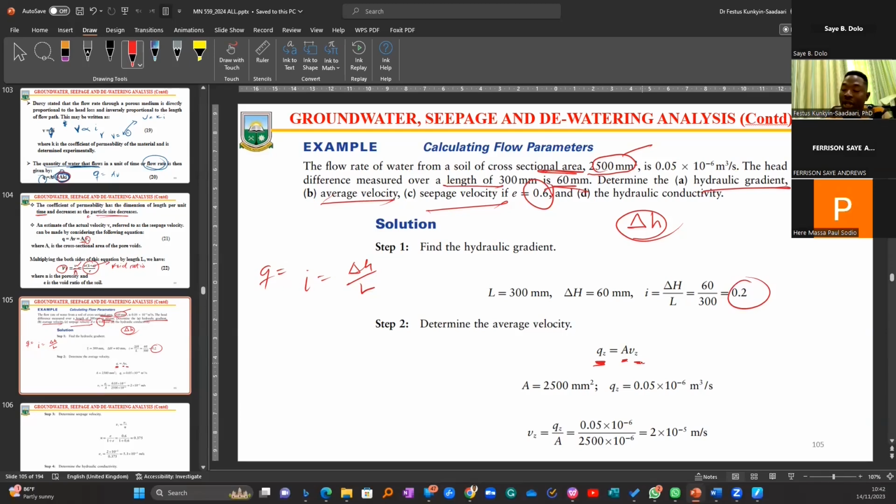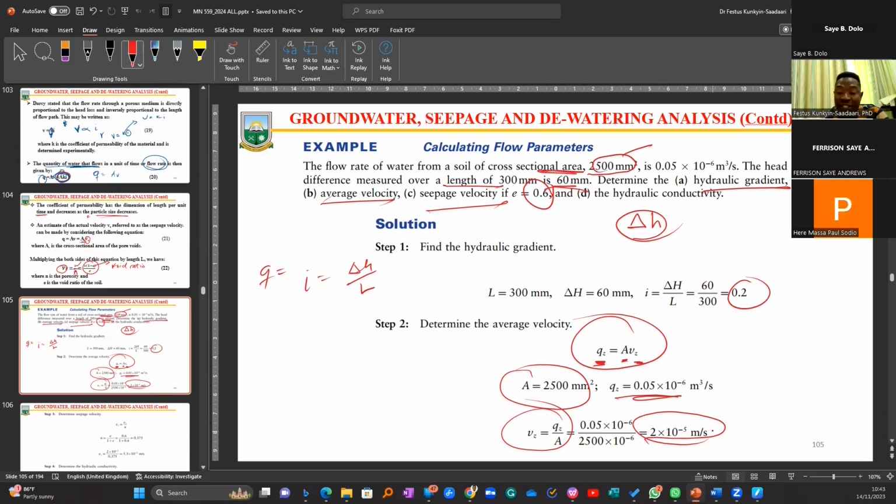So now, our area is given as 2,500. We have our Q given. So the only thing missing now is the V, which they say we should find. So you make it the subject of this expression, and then you have 2 times 10 to the power minus 5 meters per second. And that is the average velocity.